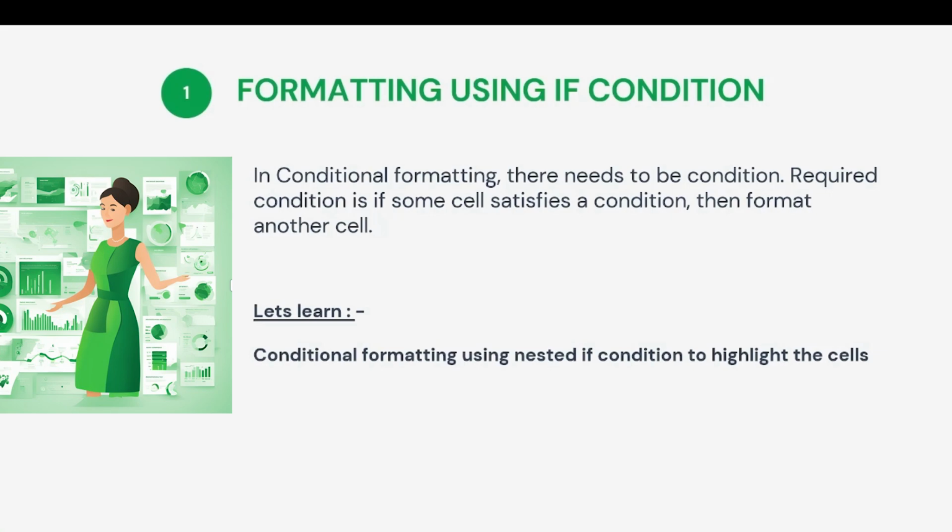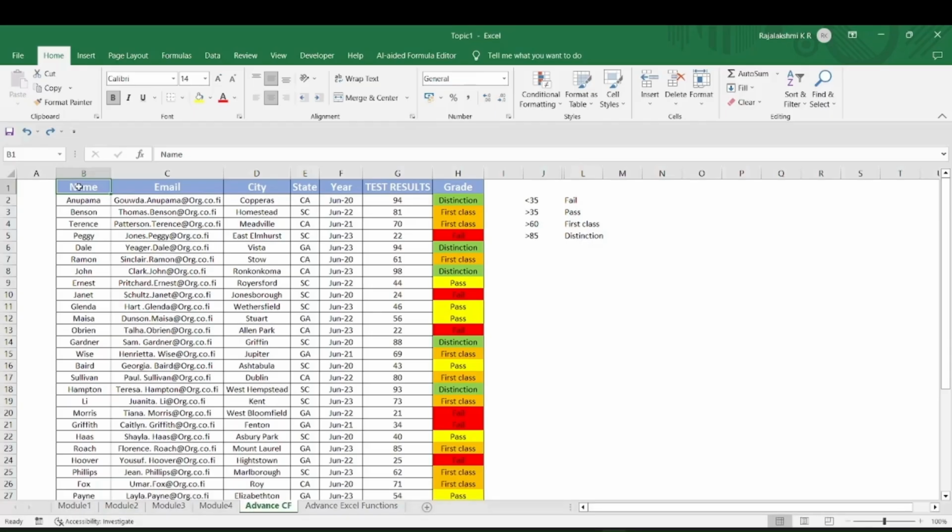Let's go to our Excel file. Here we have the table of students' data, and the name of the students, email ID, city name, state, year of passing, test results and grade is mentioned in this table. We see the test results here and the grades here, and grades are mentioned in different colors. For distinction it's green, for first class it's orange, for pass it's yellow, and for fail it's red. This is done using the conditional formatting and the nested if function. Let's learn how to do this.